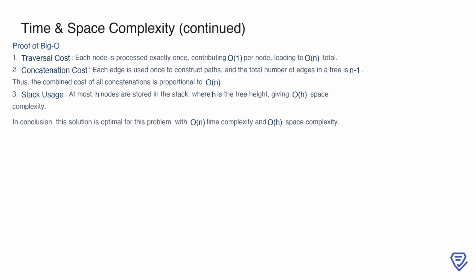To prove the big O bounds, consider the following. First, the traversal cost: each node is processed exactly once, which contributes O(1) per node, adding up to O(n) overall. Second, for string concatenation, we know that each edge or path segment is used exactly once during the traversal, and since a binary tree contains n-1 edges, the total concatenation cost is proportional to O(n). Finally, the stack usage: the maximum number of nodes in the stack at any given time is determined by the height of the tree, h, leading to O(h) space complexity. Combining these observations, we can confidently conclude that the solution achieves optimal performance with O(n) time complexity and O(h) space complexity.